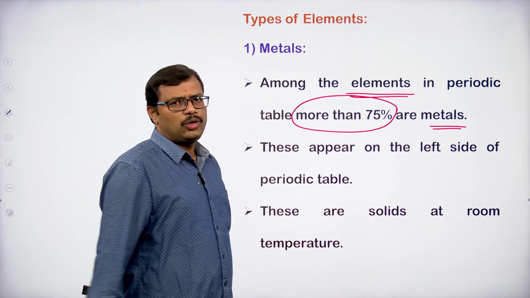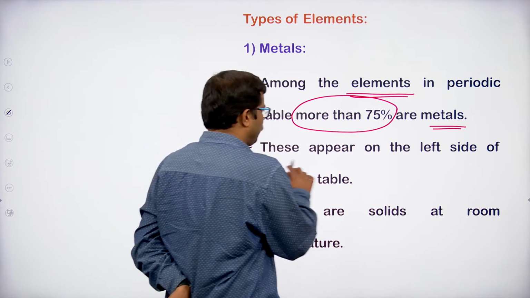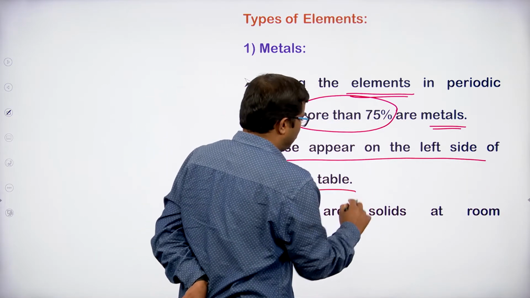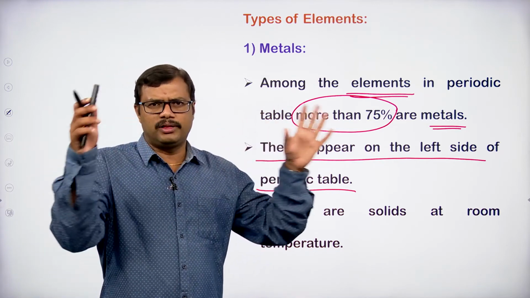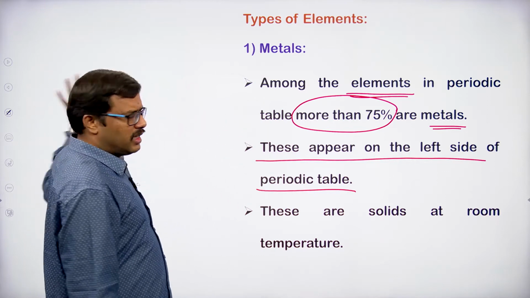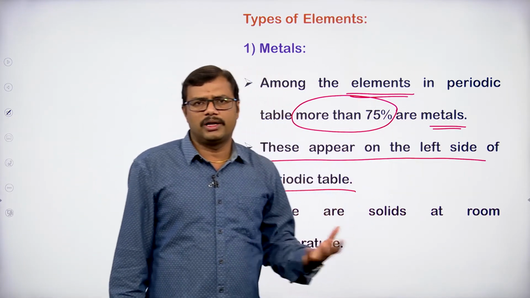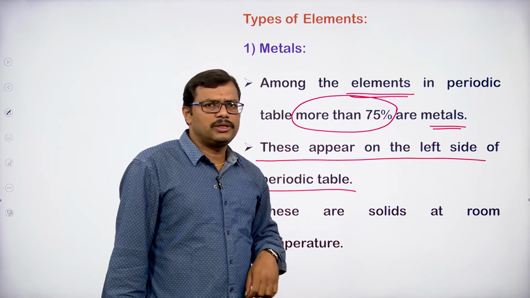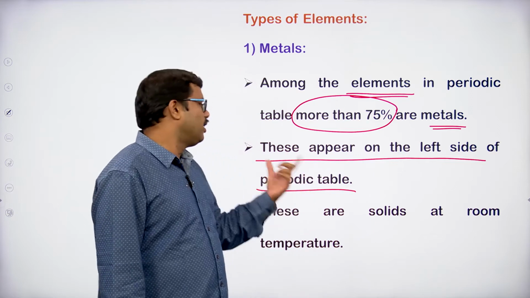And where are we going to find these metals in the periodic table? Generally they appear on the left side of the periodic table. Just now, as I showed you the long form of the periodic table, I told you that on the extreme left side we have metals, and on the right side we have the non-metals. So metals appear on the left side of the periodic table.